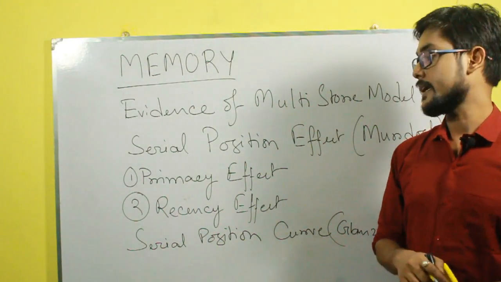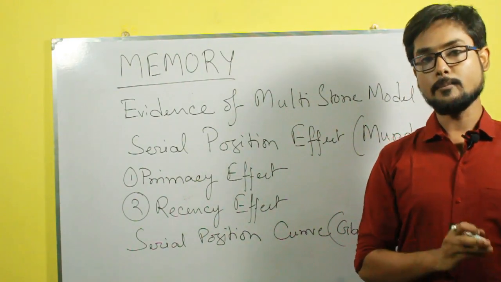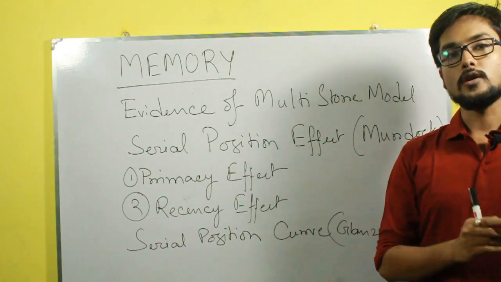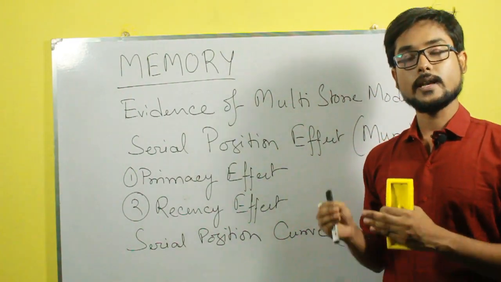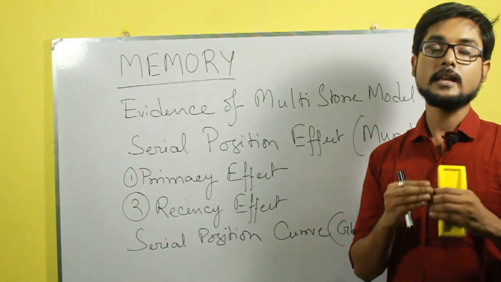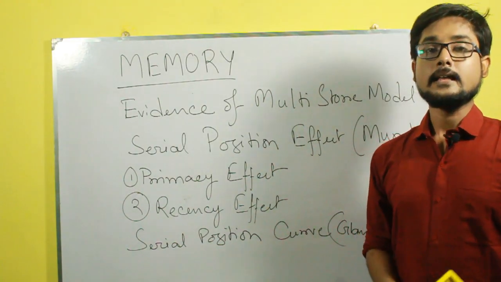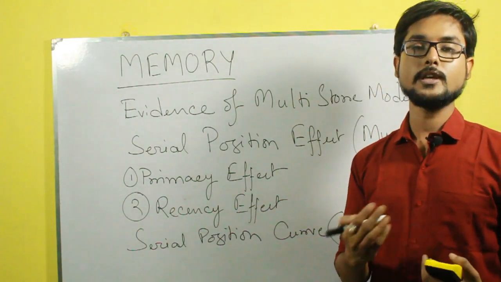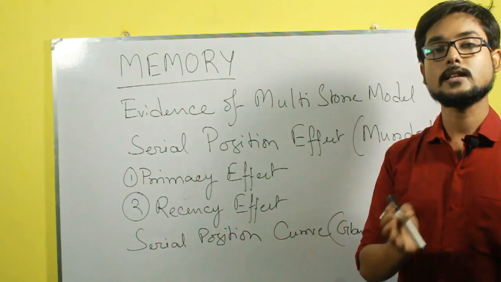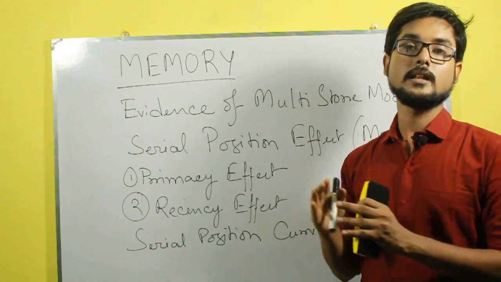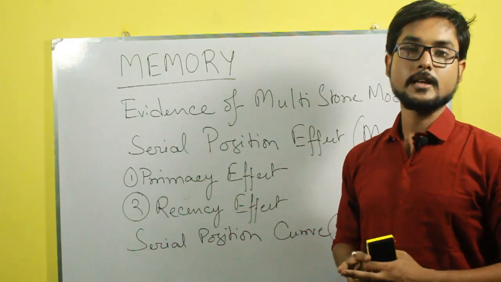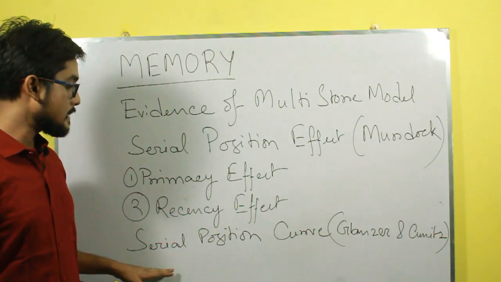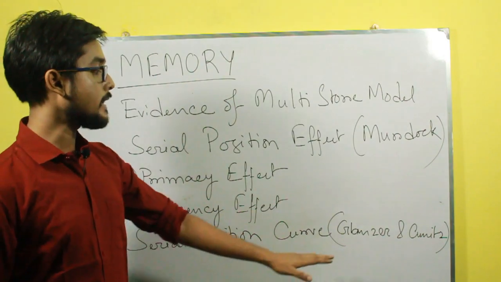From this experiment, he said that the primary numbers were remembered because, due to the rehearsal while learning the list, they went to the long-term store of the memory. And the words that were at the end of the list were remembered because they were the residues in our short-term memory. This phenomenon is known as the primacy effect and the recency effect, which means whenever we are learning a task or learning an item, the things that we learn at the beginning are remembered well, and the things that we learn at the end of the task are remembered very well. This serial position effect was then put into a curve known as the serial position curve to demonstrate the phenomenon by Glanzer and Cunitz.